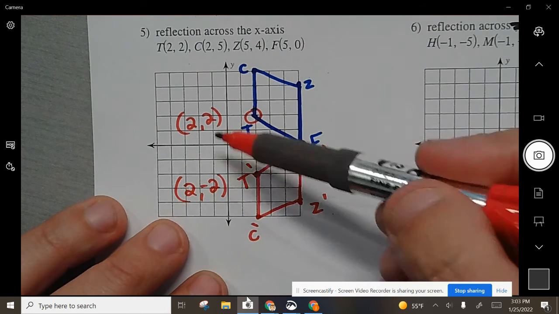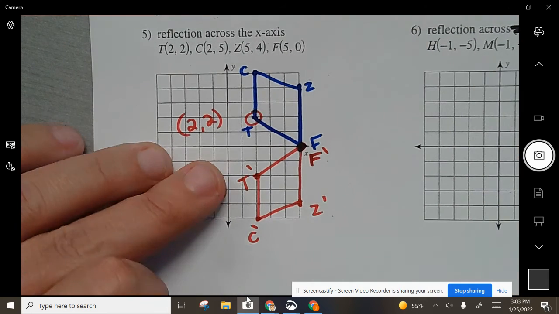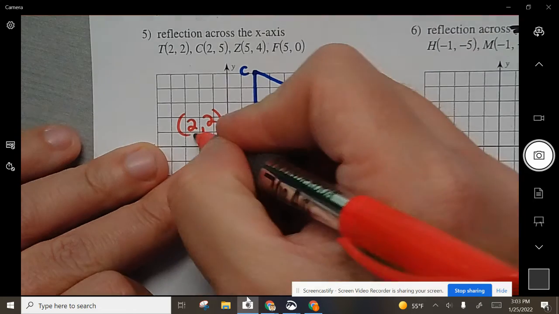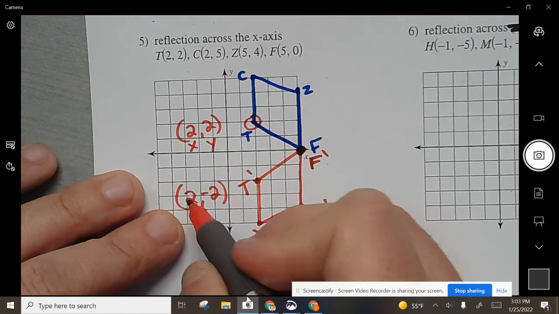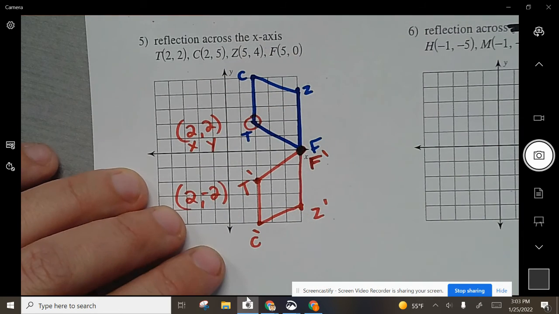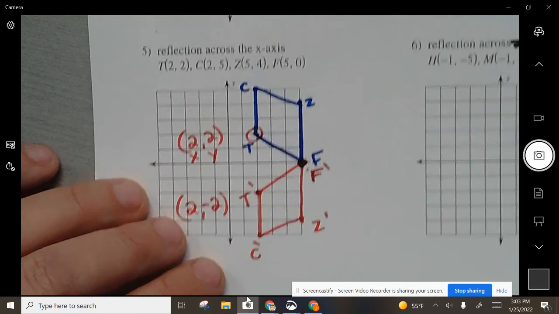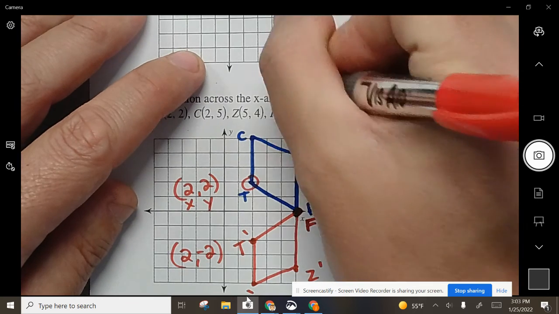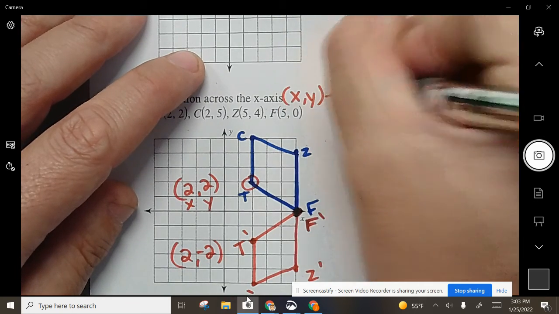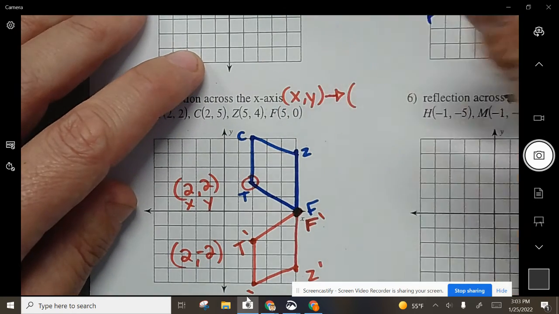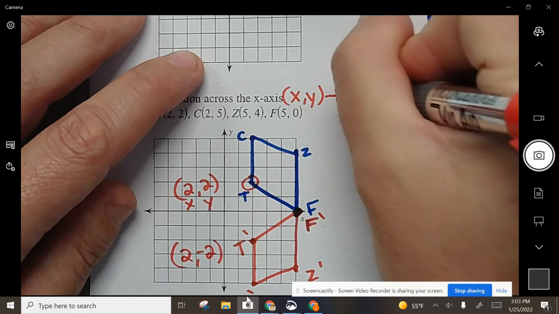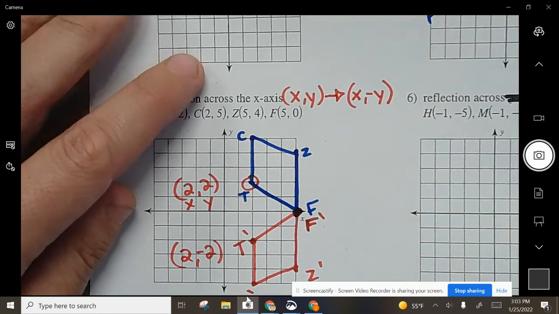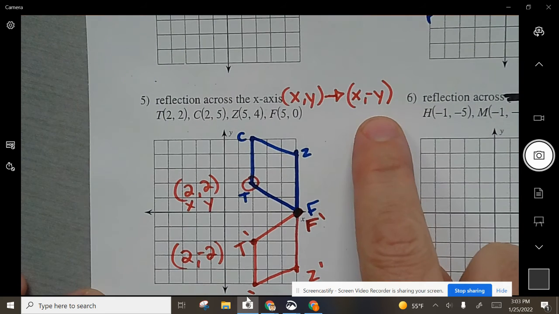So when you look at this rule here, it was 2, 2, and that's x and y, and now it's 2, negative 2, okay? And let me tell you the rule for an x-axis reflection. I'm going to write it right now. Just like we did the other rules before. All right, and there's the rule, okay? So it's kind of interesting.